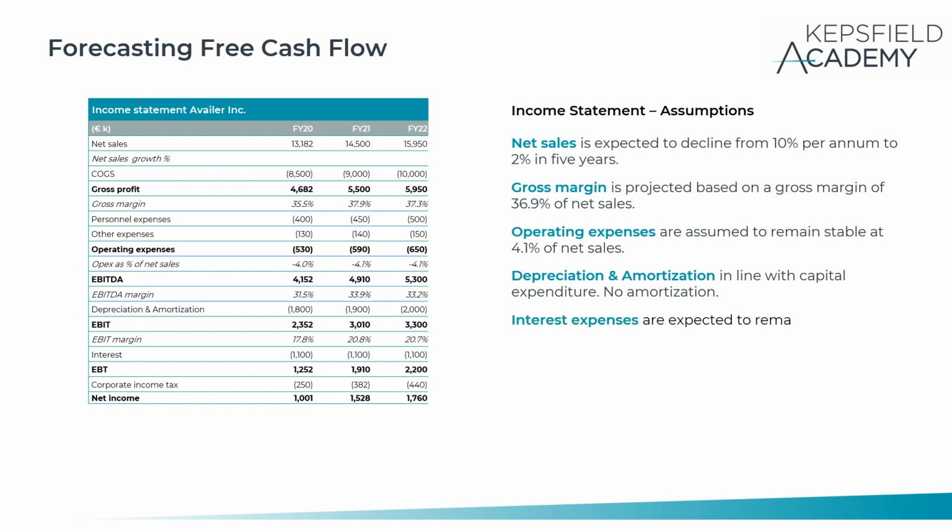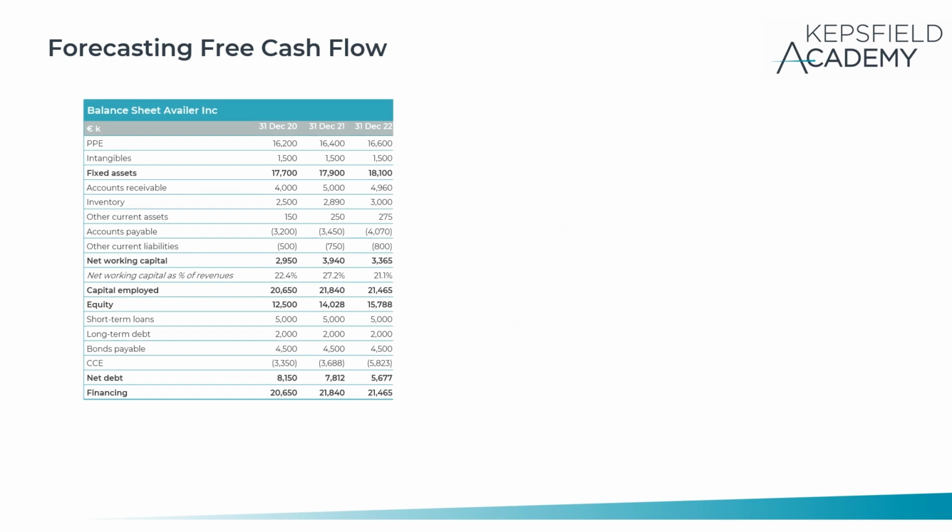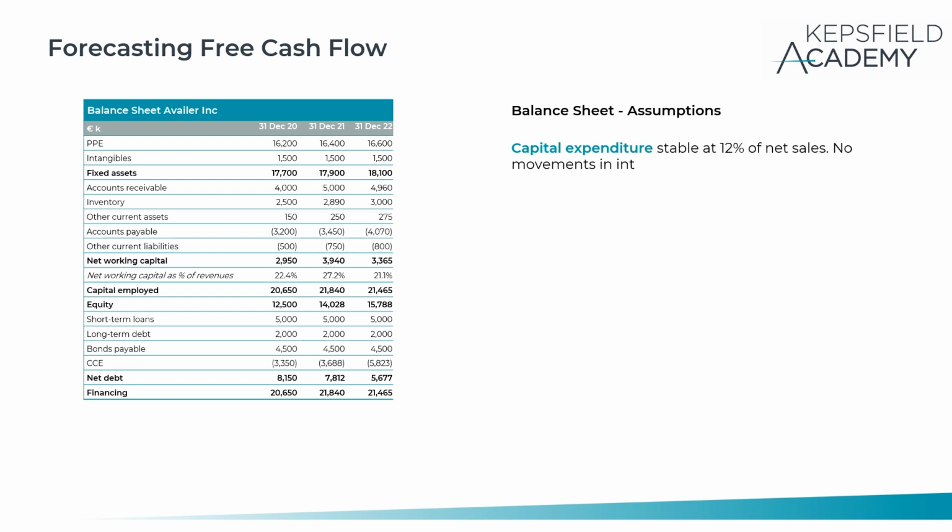Interest payments are determined by the level of interest-bearing debt on the balance sheet and the applicable interest rate. The expected corporate tax rate is 20% of the earnings before tax. Regarding the balance sheet, management has informed you that capital expenditure on property, plant, and equipment is expected to be stable at 12% of net sales, which mostly relates to replacement CapEx for existing assets. No investments in intangibles are anticipated.